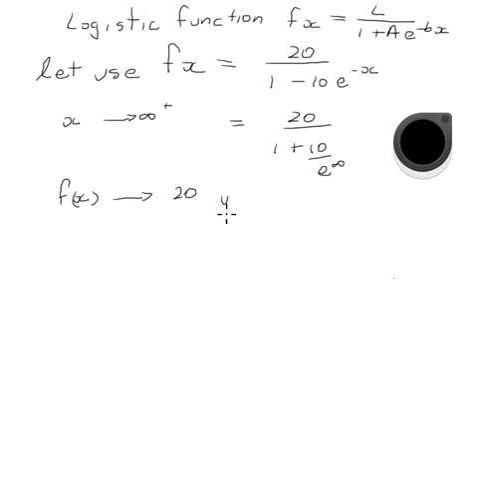So now let's look at the vertical asymptote. There will be a vertical asymptote when the function is undefined. So the function will be undefined if the denominator is 0. So if we go back to our function 20 on 1 minus 10 to the e to the minus x, the denominator would be 0 when 10e to the minus x was 1. So let's consider 10e to the minus x. When will it equal 1?